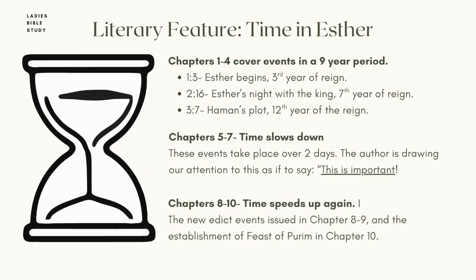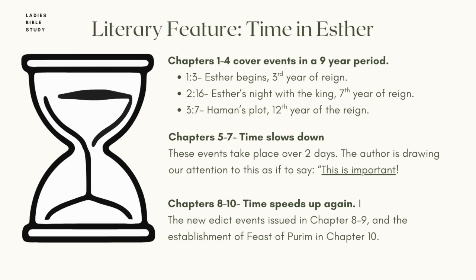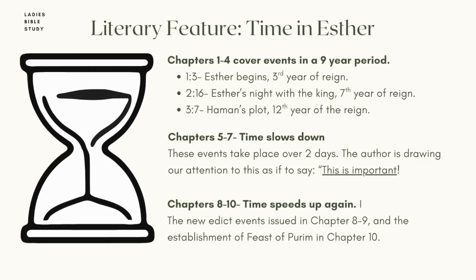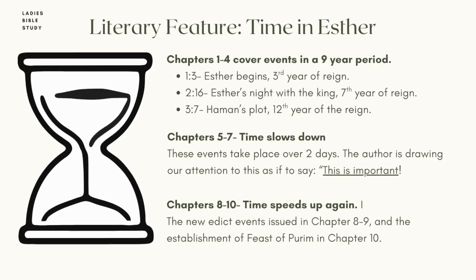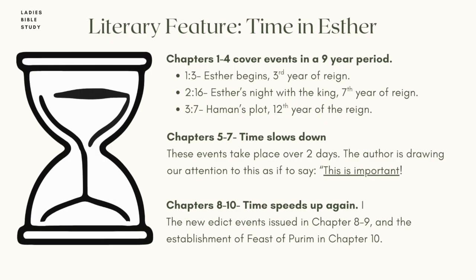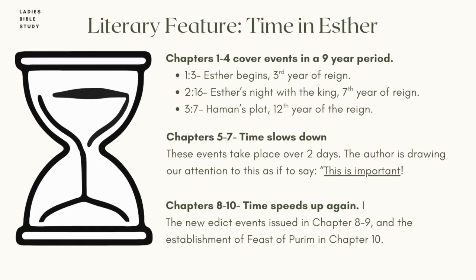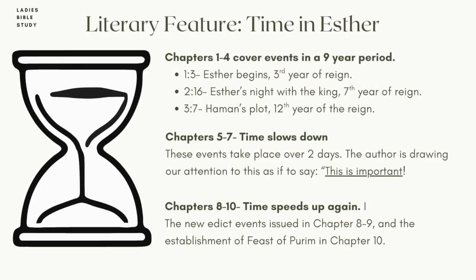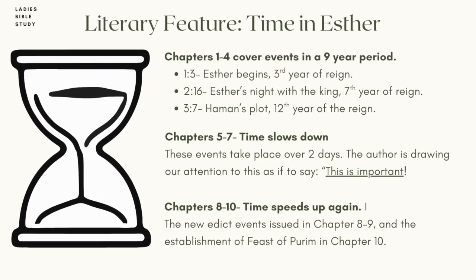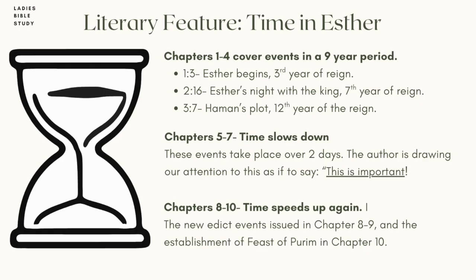And then the last thing to mention, time. So chapters 1 through 4 in Esther cover a 9-year period. So we're going to have this incredibly fast moving sequence of events in the first 4 chapters. We can see that in chapter 1, verse 3, we're told it's the 3rd year of the reign. In chapter 2, verse 16, we're told it's the 7th year of the reign. And then by chapter 3, we're told that Haman's plot occurs in the 12th year of the reign.